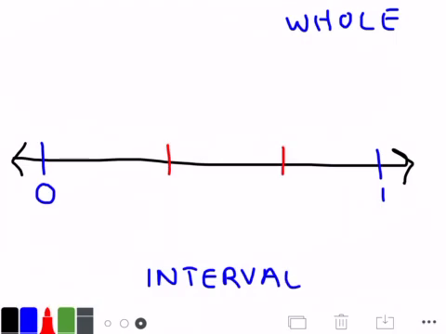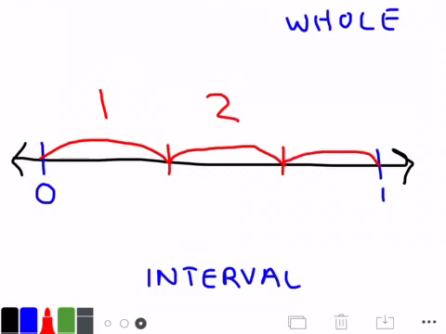Now, don't pay attention necessarily to the amount of lines, because you could make a mistake if you're counting the lines. And instead of the lines, let's talk about the intervals. So from 0 to my first line, that's my first interval. From my first line to my second line, that's my second interval. And from my second line here to my third line, that would be my third interval.